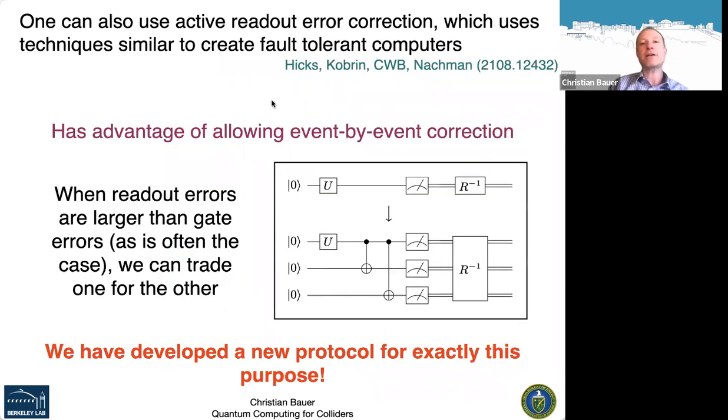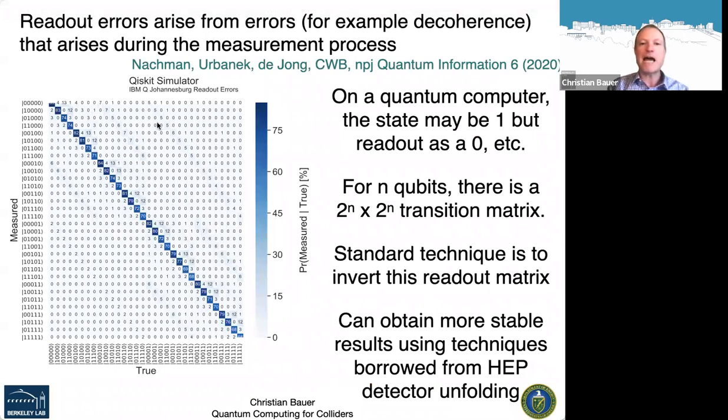And so we've actually developed a technique recently. In the paper that I showed you, that was actually a dominant error. We essentially just measured out this readout matrix and, as a first approximation, did a matrix inversion. It's not exactly what we did. We developed a different technique based on unfolding techniques in high energy physics, but the idea is the same. You just invert that matrix.